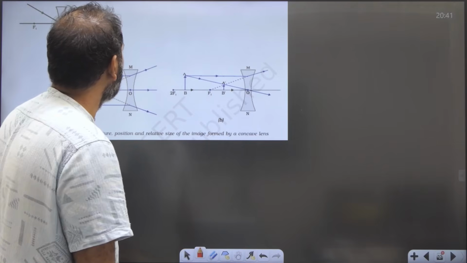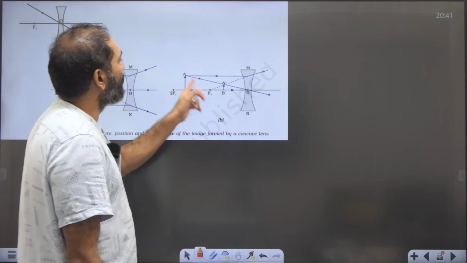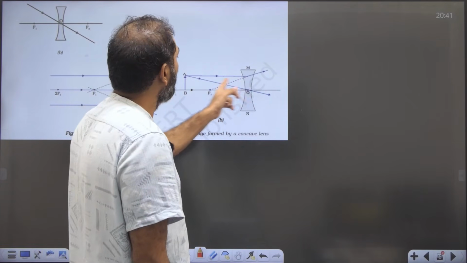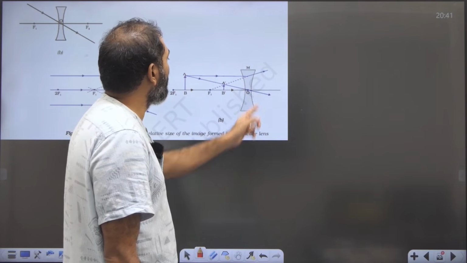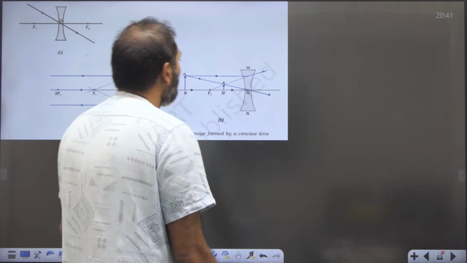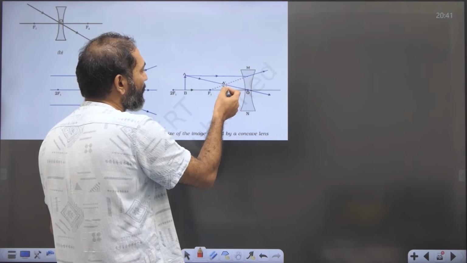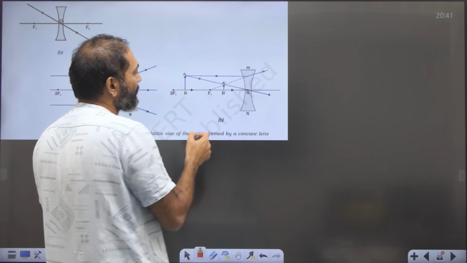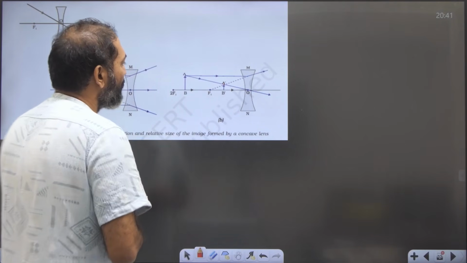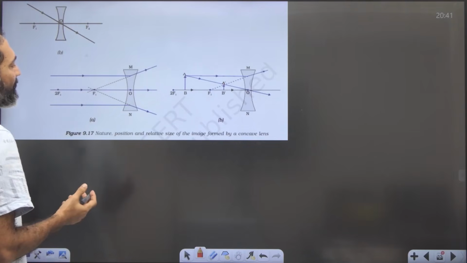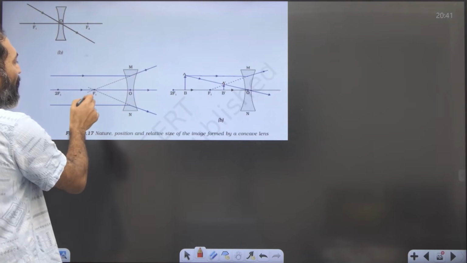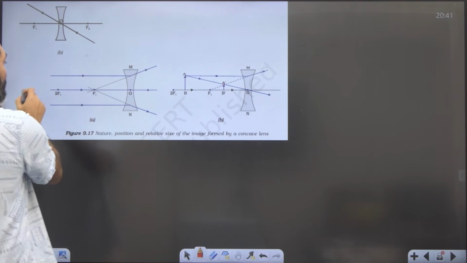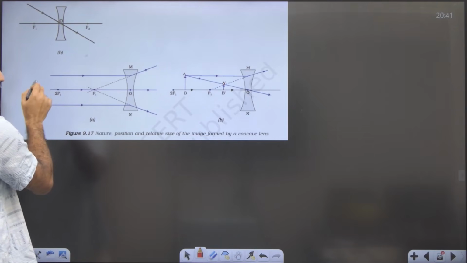What happens? See, one ray is falling here and the other ray is falling through the optical center. So what happens? When you project the first ray backward, these rays intersect here. So you can see the image there. What about the image? Here, first case, it is a point sized image. Here, object is at infinity.